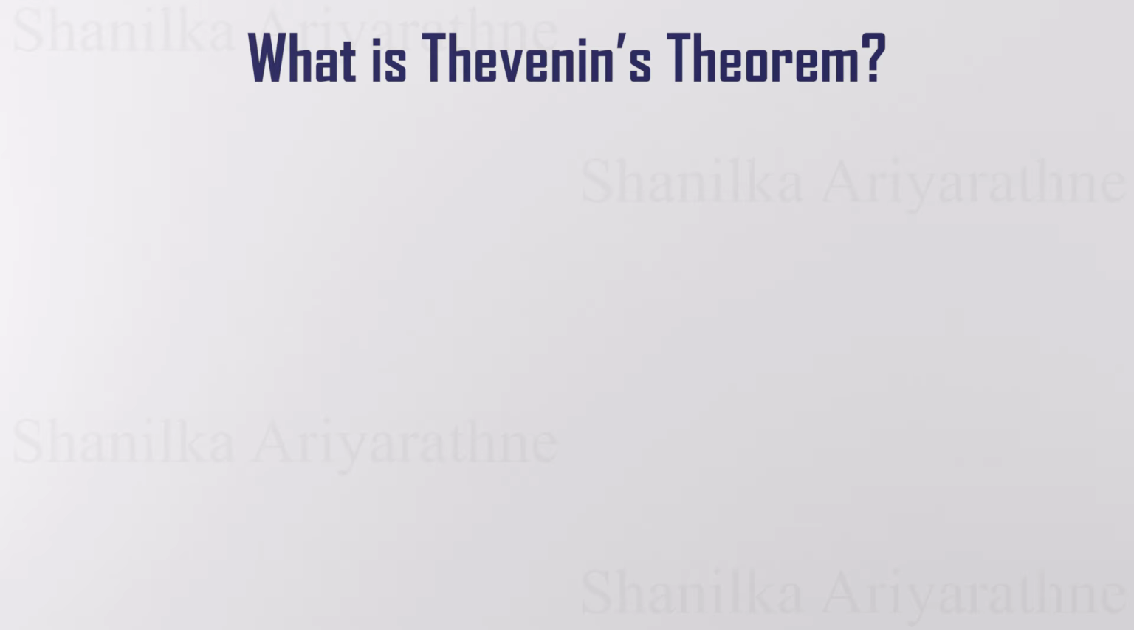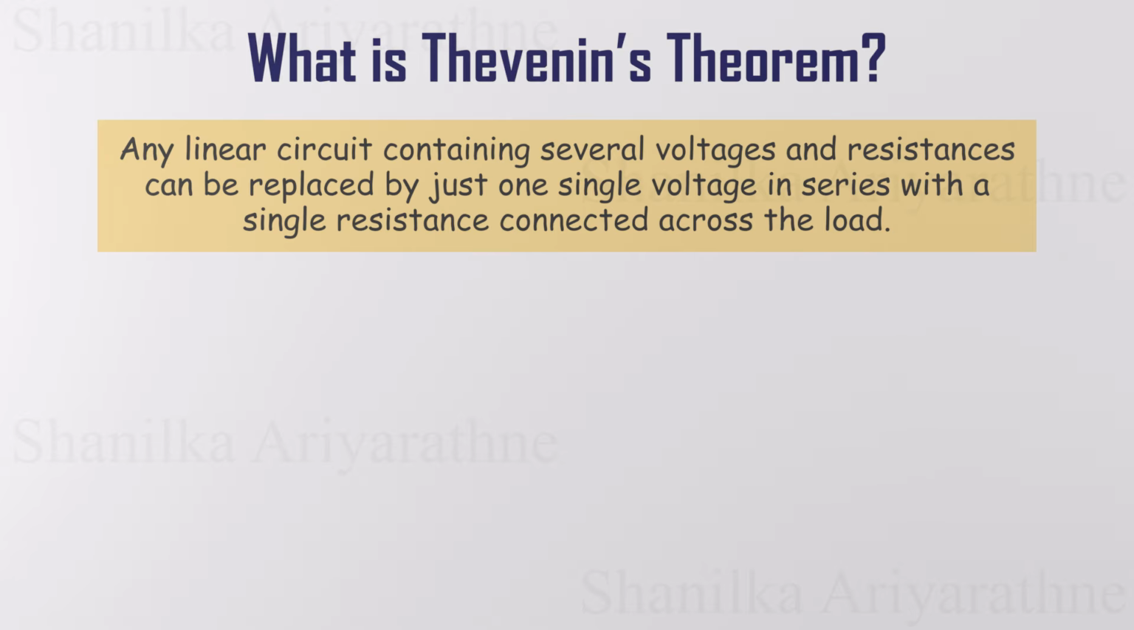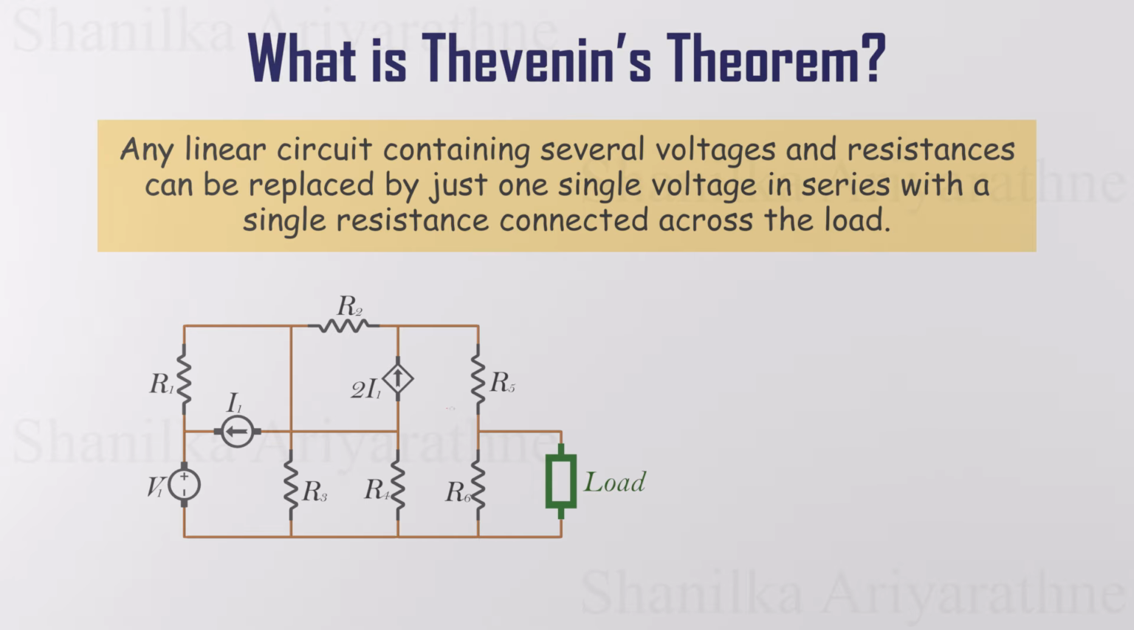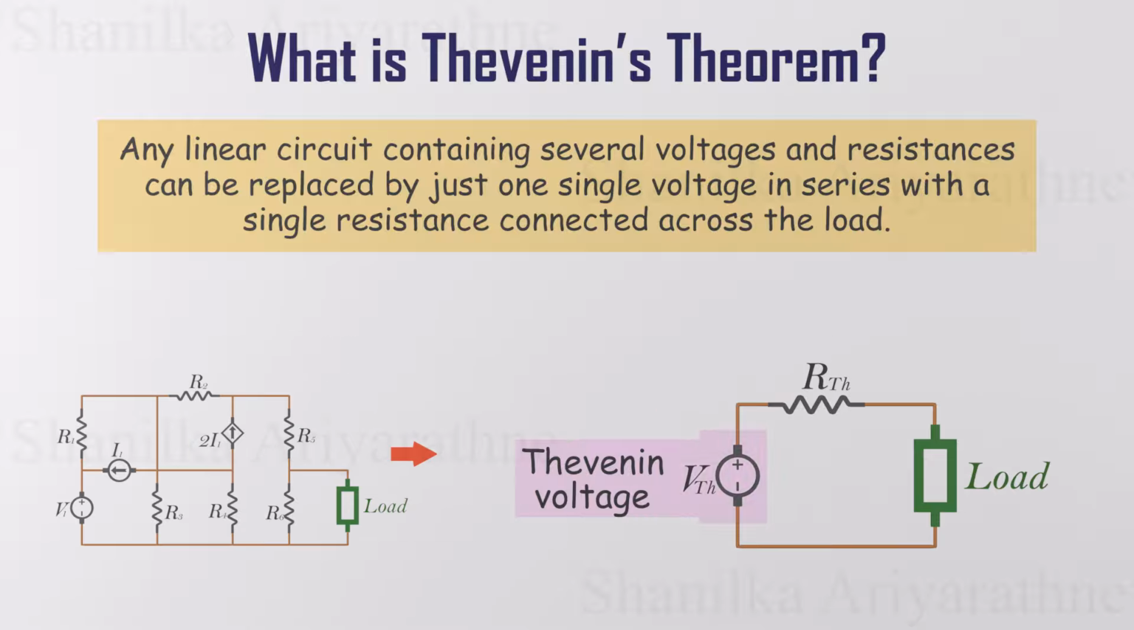What is Thevenin's theorem? Here's the idea. No matter how messy a circuit looks with multiple resistors, voltages, and connections, we can simplify it to just two things: a voltage source and a resistor. The voltage of this source is called the Thevenin voltage. This is the voltage we measure across the load terminals when there's no load connected, like an open circuit.